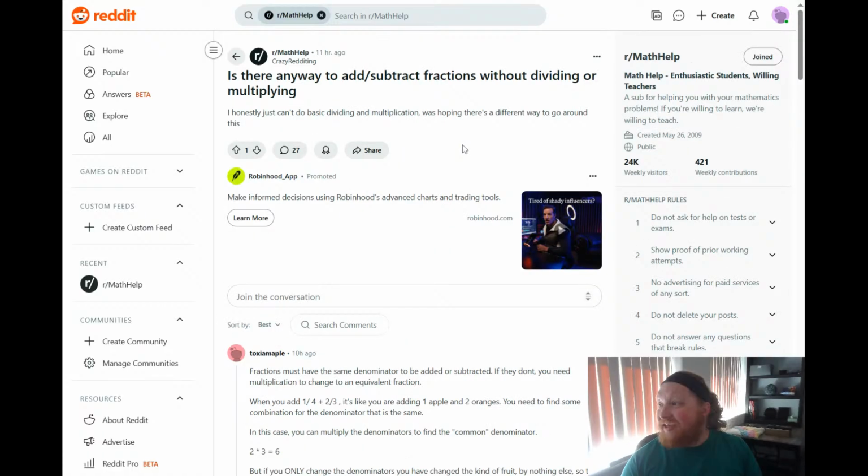So right off the bat, there is. It's almost any other method that doesn't use division and multiplication to get there, that avoids them completely. Well, you're still doing the multiplication because multiplication and division are inherent to this process, but you could do it visually. You can add and subtract fractions visually using grid paper.